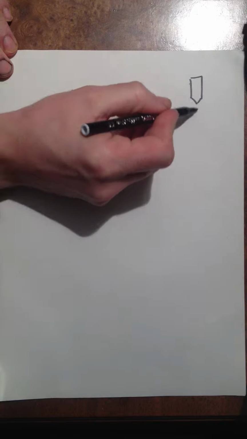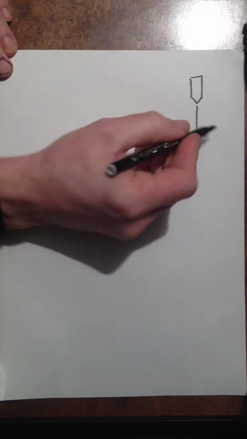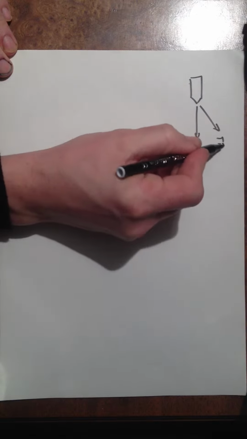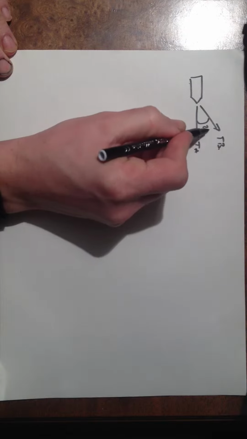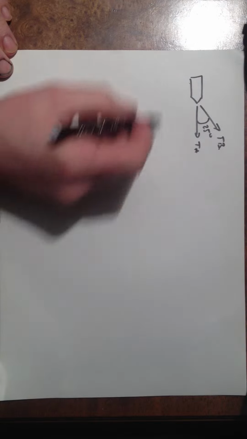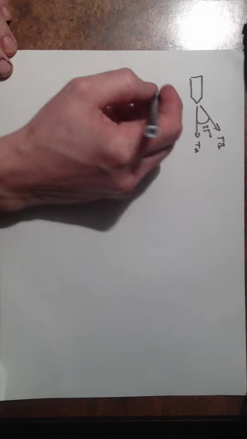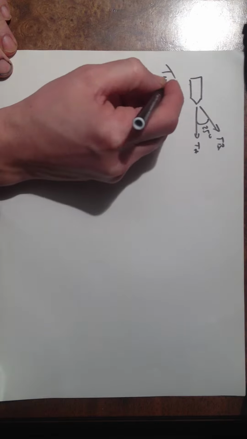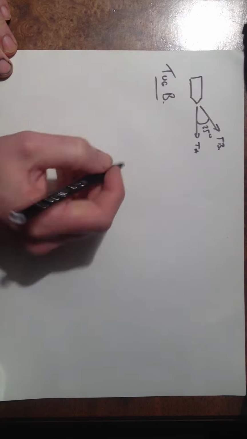So our next stage, looking at how it's going to go. So we've got our ship there again. There's Tug A. There's Tug B with our 25 degrees separation. So we're looking at Tug B now. So again, we'll just write Tug B.